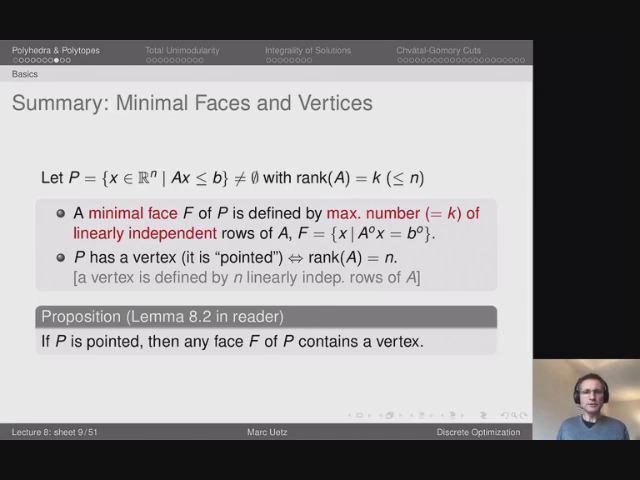Now, a final important proposition here, and that is if I have a pointed polyhedron, then any face of that polyhedron already contains a vertex. So a pointed polyhedron means the polyhedron contains a vertex, and then the claim is that any face of the polyhedron already contains a vertex. And that's an important proposition, which I'm going to prove next.